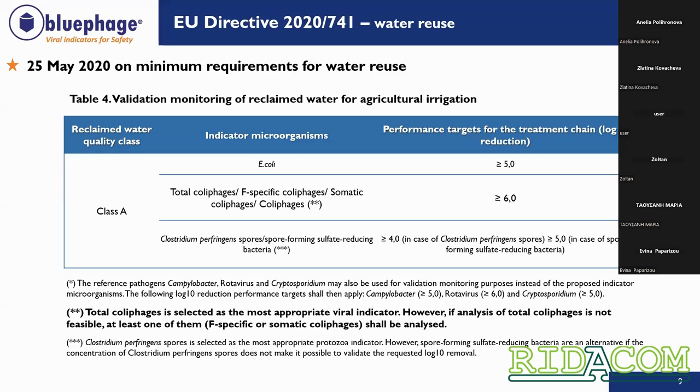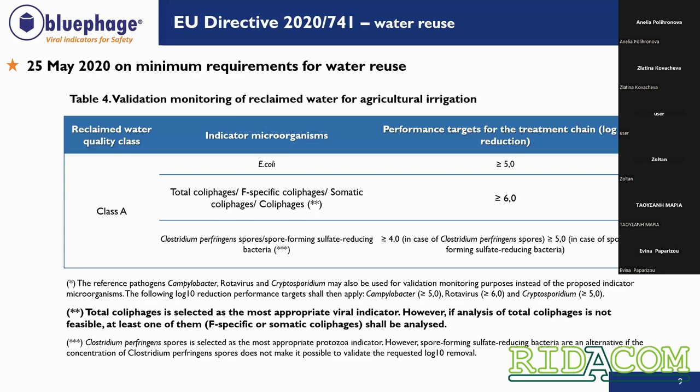So the European Directive for Reclaimed Water indicates that when the water is going to be used for agricultural purposes in a class A water quality, so the water is going to be in contact with tomatoes, lettuce, different vegetables, in direct contact with human consumption, the coliphages must be analyzed. And it must be analyzed before and after, and you should have a minimum log reduction of 6. Okay, so that would be a brief comment about the two European directives.